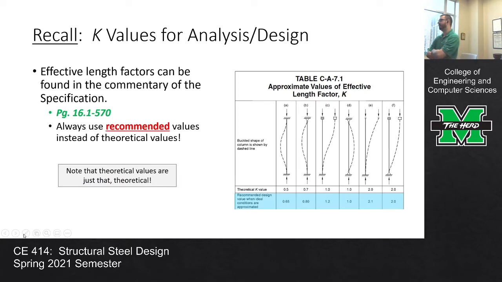Okay, the other thing I wanted to put out is the values for K. We really didn't use these on the homework. I was just telling you, here's where you can find them. We're going to use them today, so just make sure that you have this handy. Remember, we do not use the theoretical value, we use the recommended value. You can find that in the back of the code. It's actually in the commentary, in the rear part of that AISC 360 section. It's right near the end of the gray pages on 16.1-570.